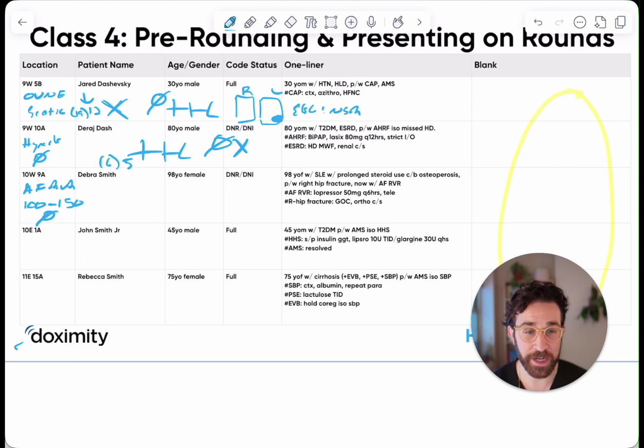And if you don't examine the patient, say, did not examine the patient, but he was breathing well on room air, no acute distress. That's okay, right? Just be honest. Don't make assumptions. And so this is the pre-rounding process.